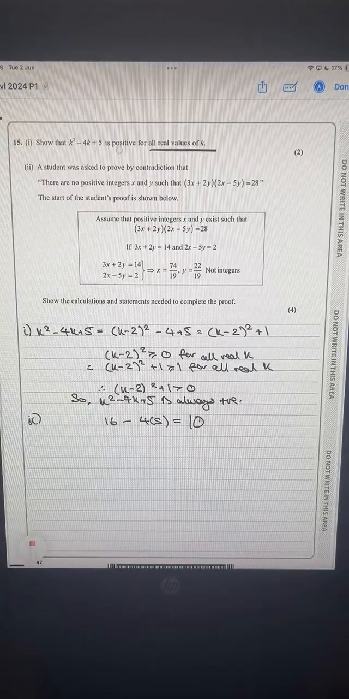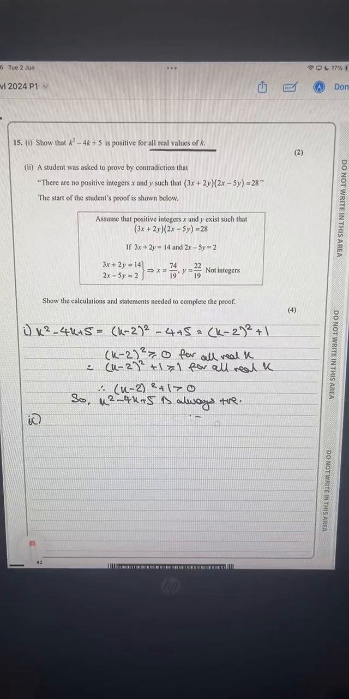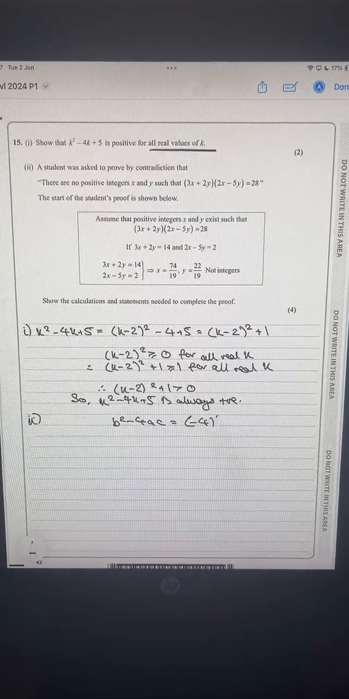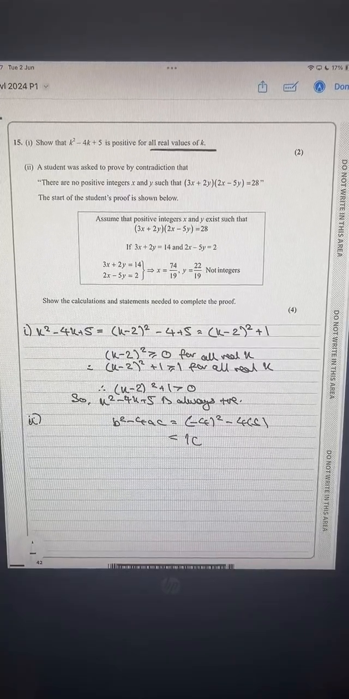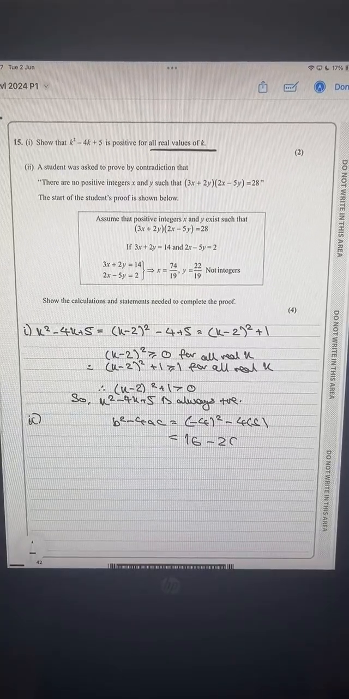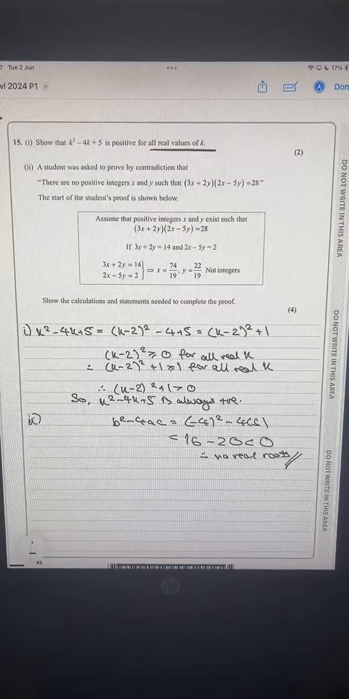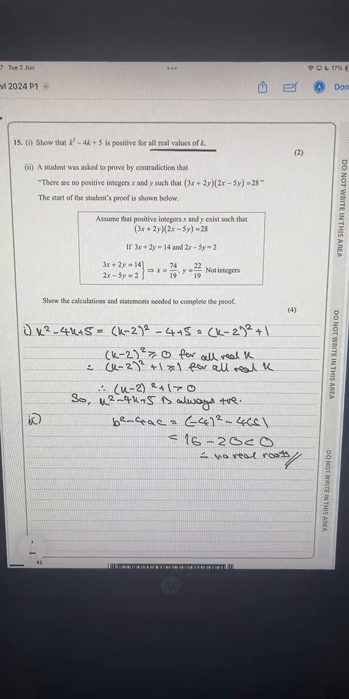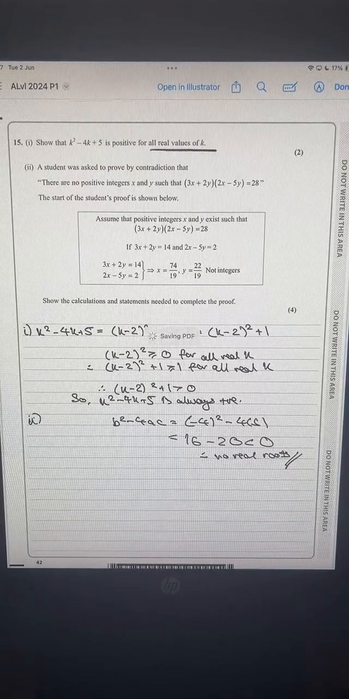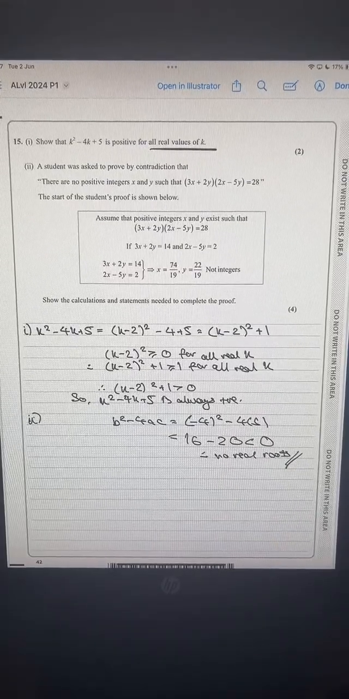But because you're trying to show it's positive... hold on, wait, no, yeah, that's fine, you can. What am I saying? 16 minus 20 is less than 0, therefore no real roots. I was like, hold on, this should work with the discriminant. Yeah, it can work. So b squared minus 4ac is negative 4, which is less than 0. Therefore, there's no real roots, so it is positive as it never crosses the x-axis. Apologies. Yeah, so you can use the discriminant.